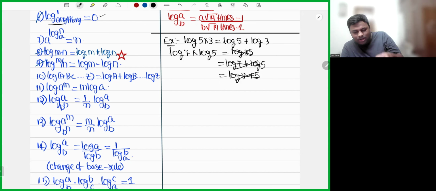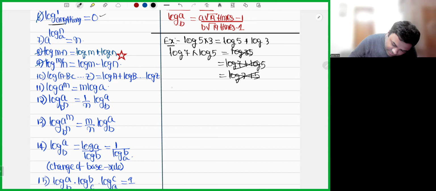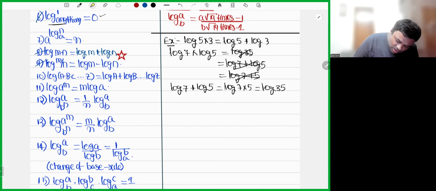Log mn can be written as log m plus log n. Or else, if I have log 7 plus log 5, then you can write it as log 7 into 5, which is equal to log 35. Just remember, my dear friends, log mn will be log m plus log n, or log m plus log n will be log m into n. Simple. Be careful.